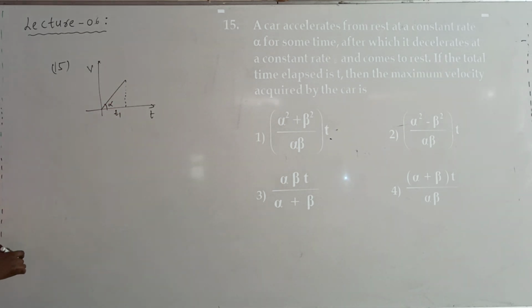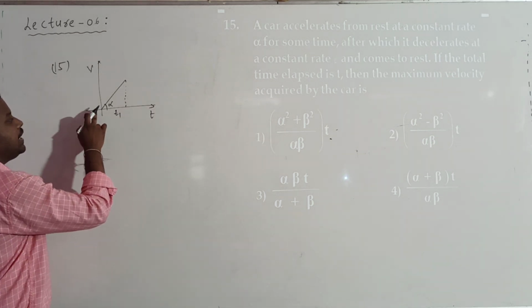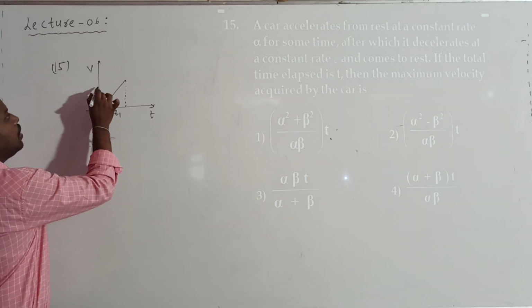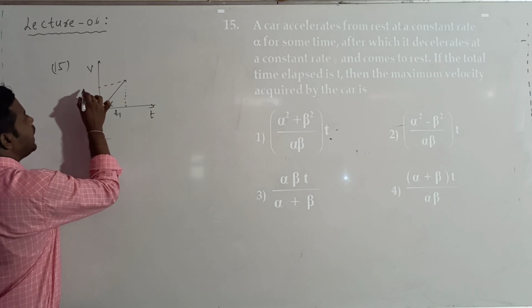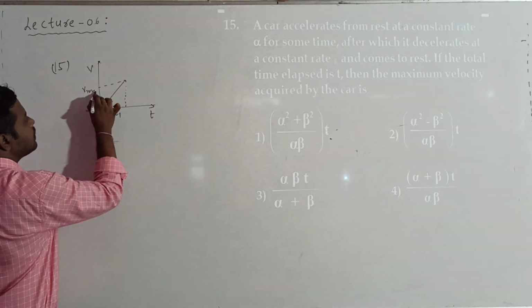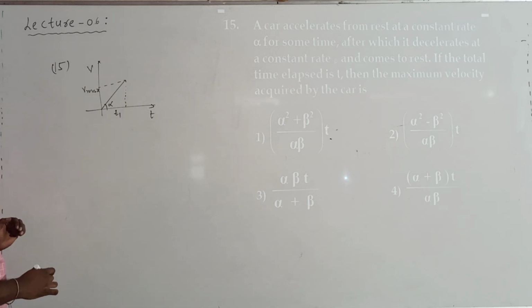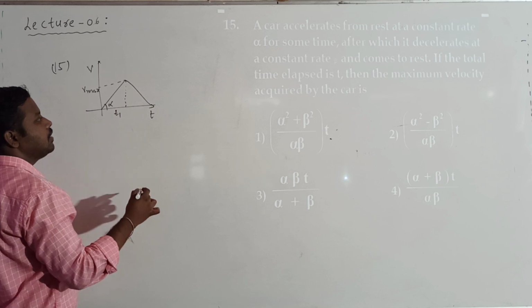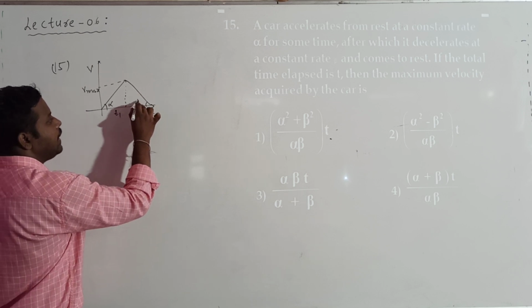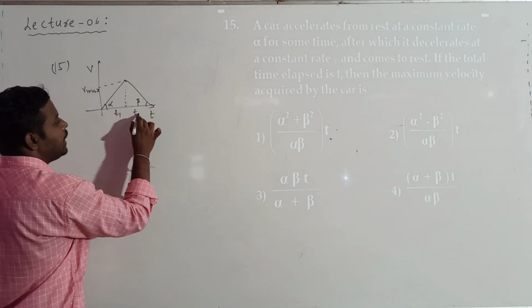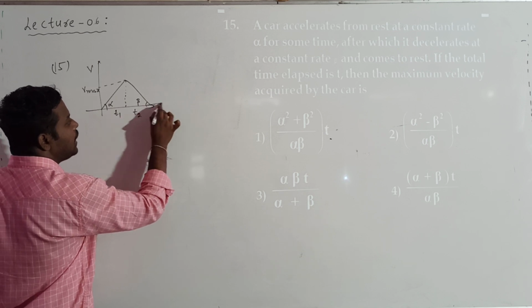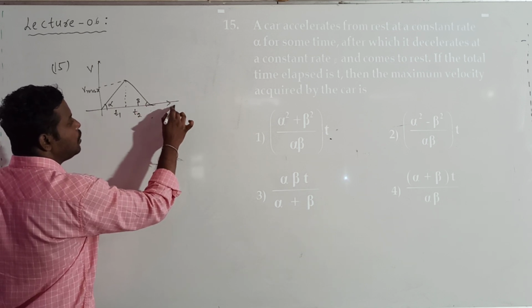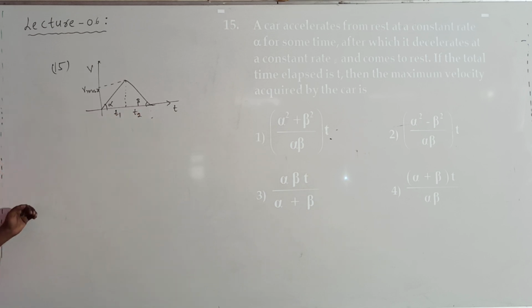What is the acceleration value? It is alpha. What is the initial velocity of the car? 0. What is the maximum velocity of the car? Can I call that maximum velocity V max? Then thereafter the car decelerated until it comes to rest. The deceleration value is given as beta, for a time interval, let me call it t2. So one is for t1, the other is for t2. Total time elapsed is given as t. Now what are they asking us to calculate? The maximum velocity of the car.